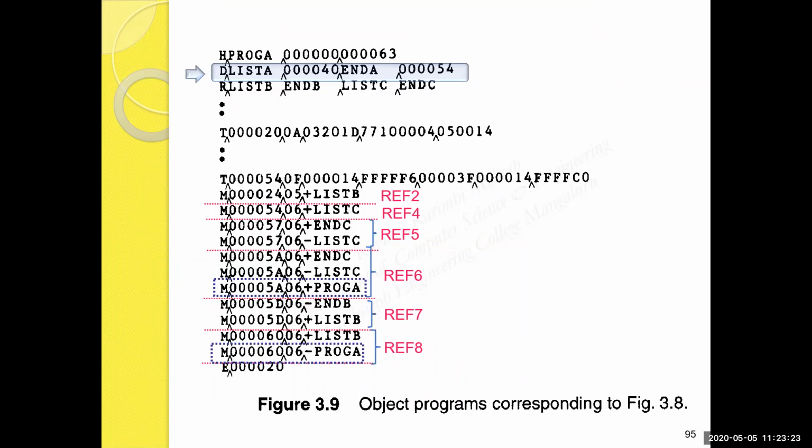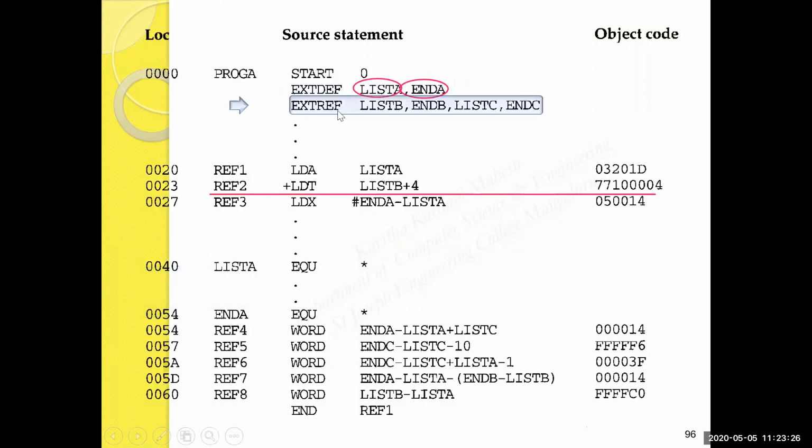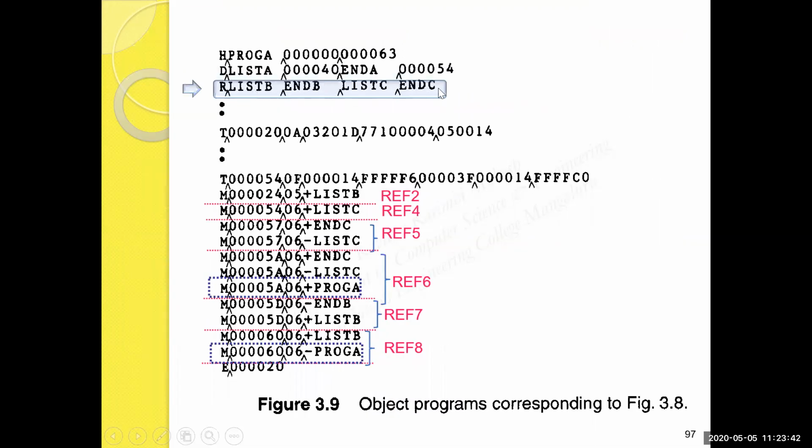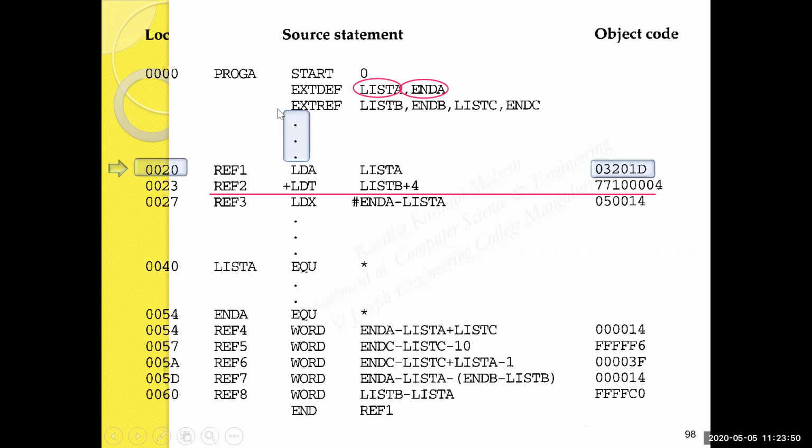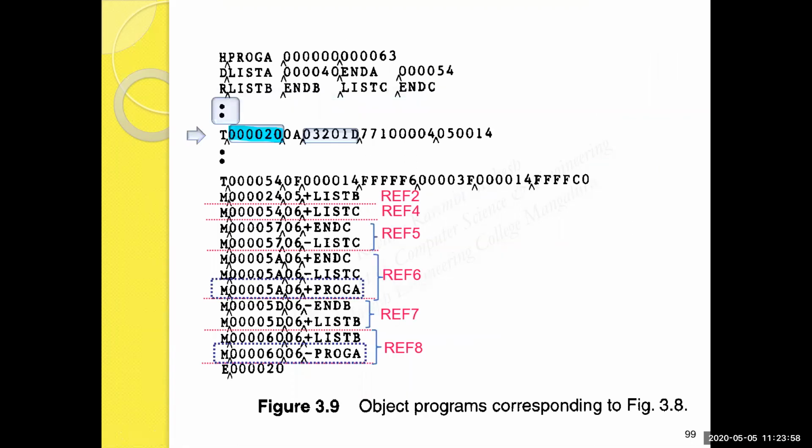Having placed the define record, next in the source program we have the xref statement, and corresponding to this we need to generate the refer record. The refer record simply lists all symbols in the xref statement. For program A, these are list B, NB, list C, and NC. As you see, all of these symbols are placed one after the other in the refer record following the character R. Thereafter, the remaining instructions are not of much importance, and so we have indicated them with dots in the source program. Likewise, it is indicated in the object program with dots here.